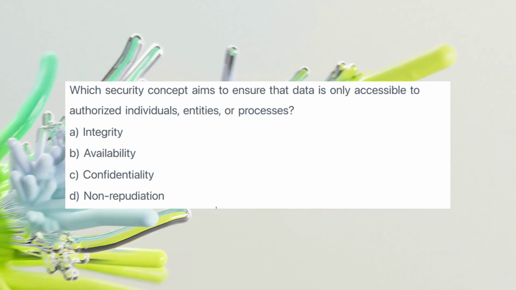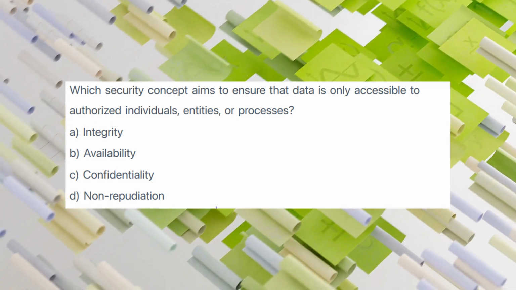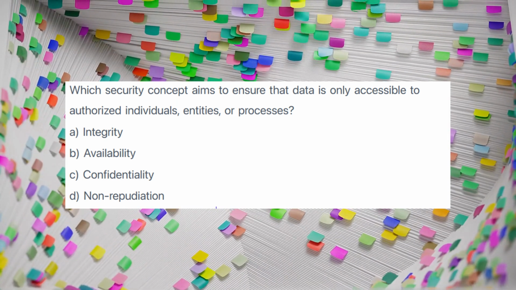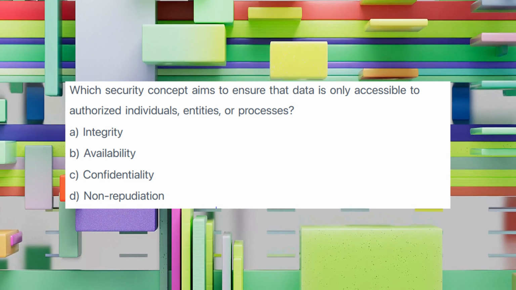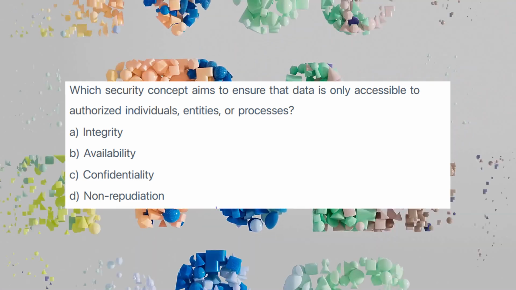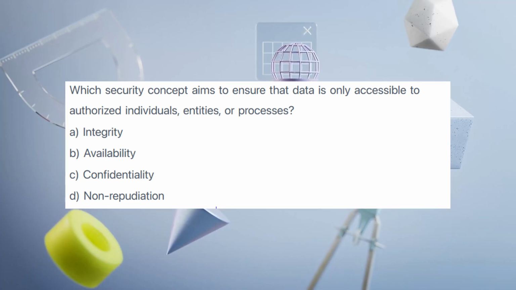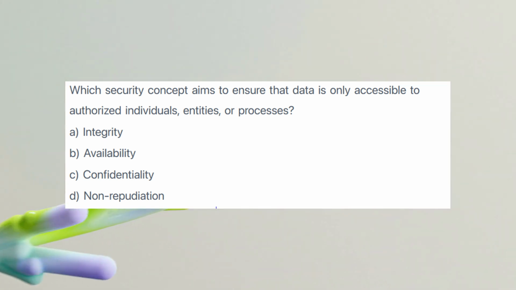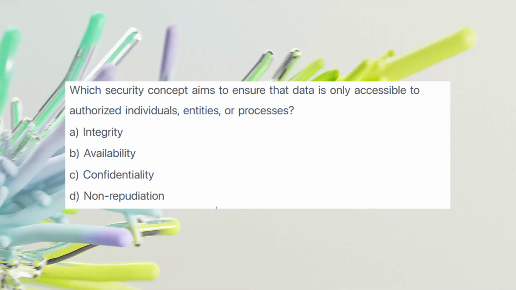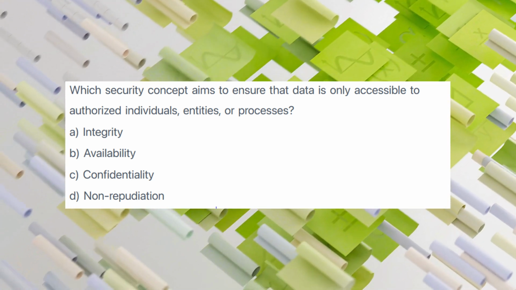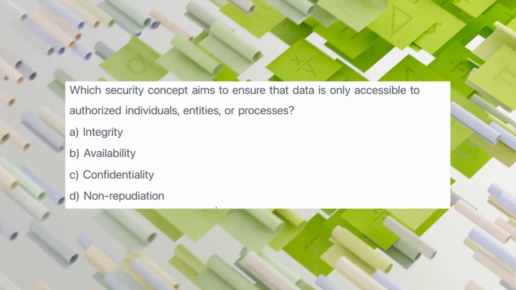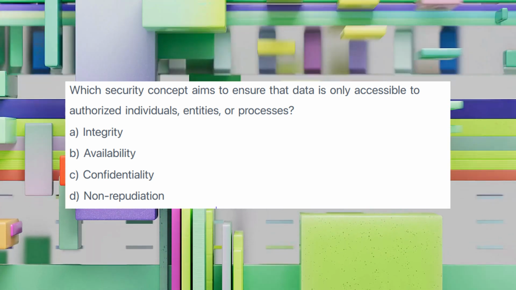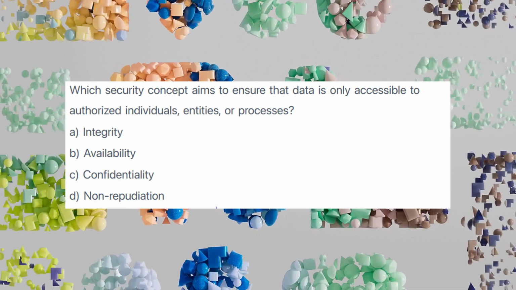The answer is C. Confidentiality. Confidentiality is about preventing unauthorized disclosure of information, ensuring only authorized parties can access it. Option A. Integrity ensures data is accurate and hasn't been tampered with. Option B. Availability ensures systems and data are accessible when needed. Option D. Non-repudiation proves that a specific action occurred and was performed by a specific party.